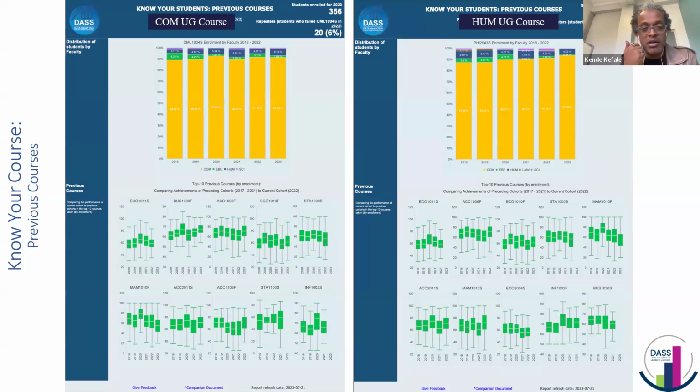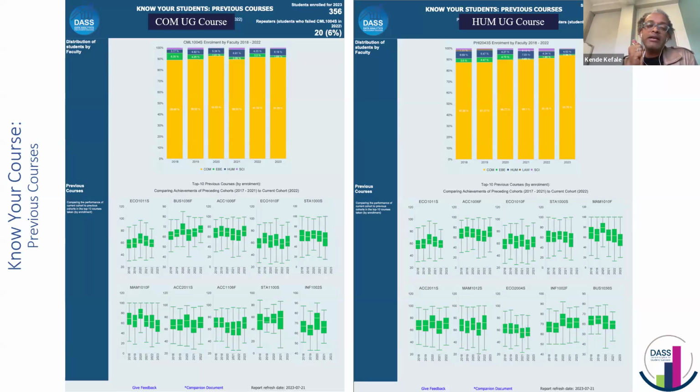It's one thing to know that they are all in my class, but it's not always obvious to the lecturers if all of the students are coming from the same program or from the same faculty. Here, what you see is most of these students are coming from the commerce faculty, but there are some students coming from engineering as well as humanities.